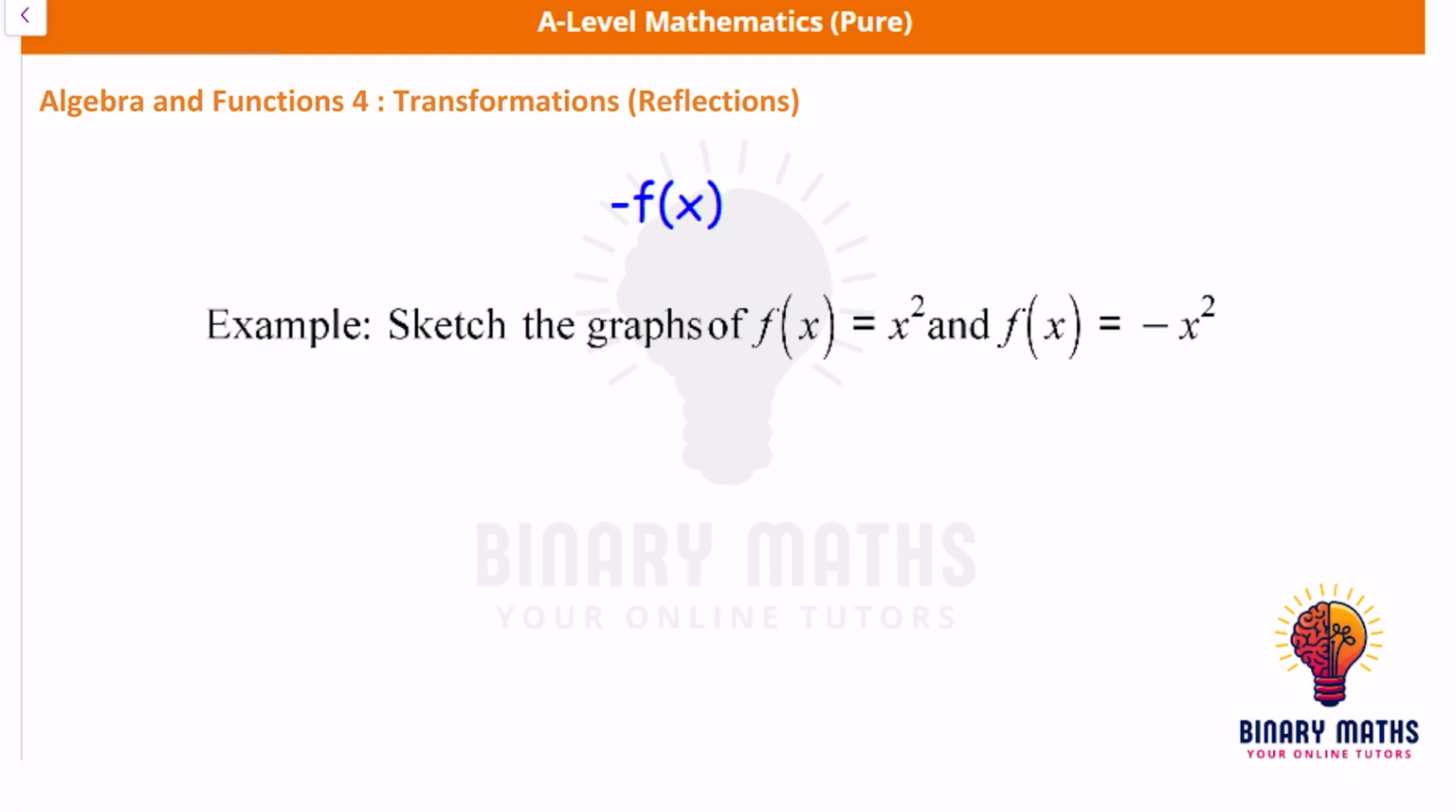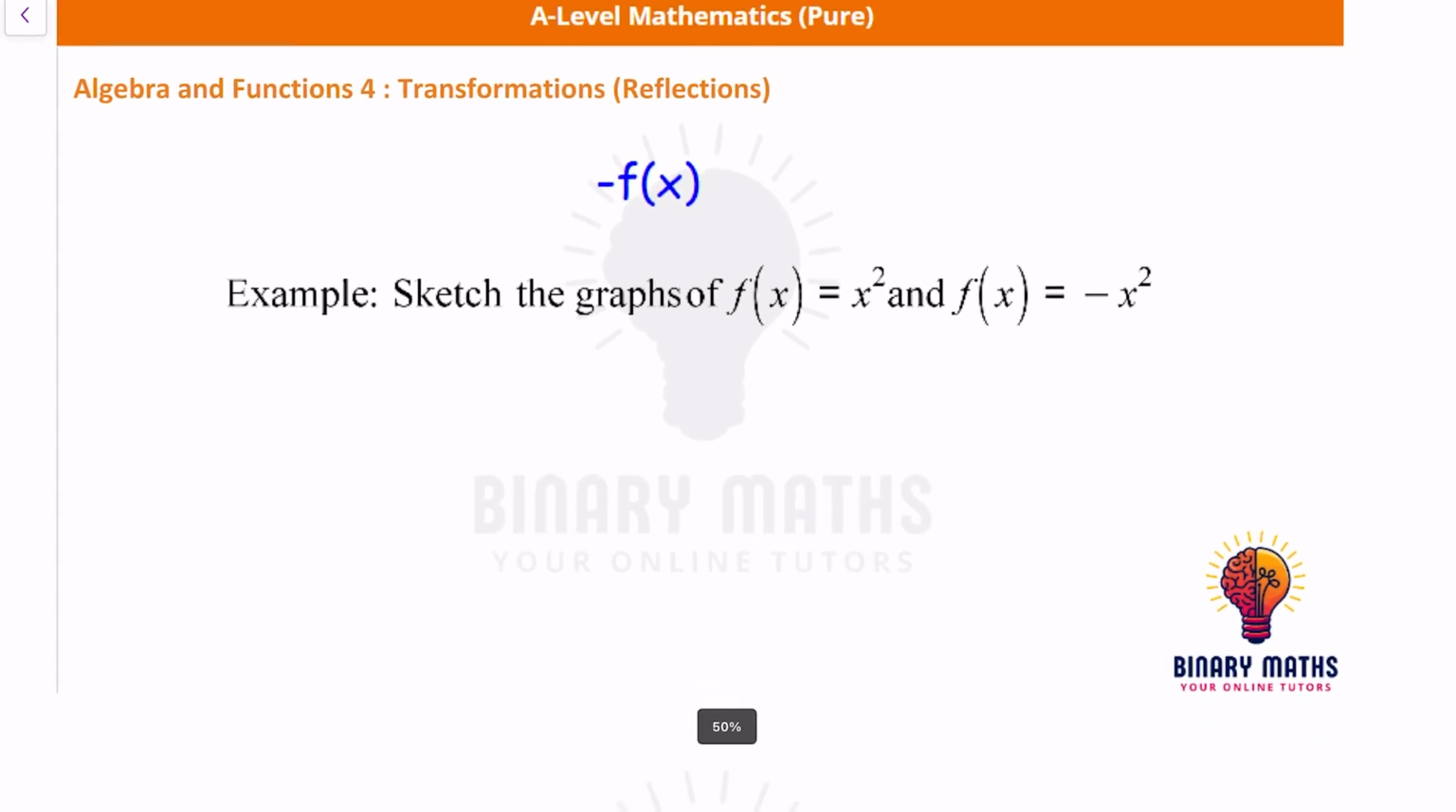This topic is about recognizing and describing reflections in the x direction and y direction. We need to be able to write down the new equation after reflections have taken place. So let's look at the two different cases that we have. The first one is minus f of x.